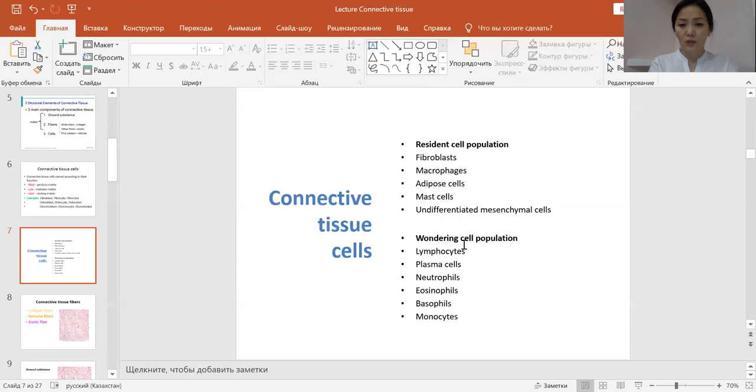Examples are fibroblasts, macrophages, adipose cells, mast cells, and undifferentiated mesenchymal cells. These are resident cells which always live in the connective tissue. The group of wandering cells consists of lymphocytes, plasma cells, neutrophils, eosinophils, basophils, and monocytes. Generally, these are types of white blood cells.